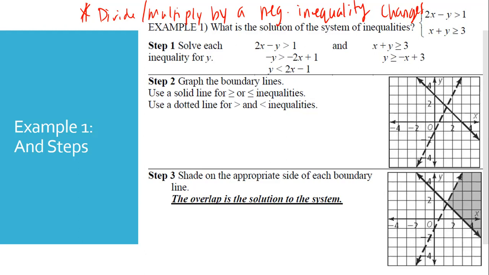So step one says to solve for y. Right here we have 2x minus y is greater than 1. I'm going to solve to get y by itself, so we subtract 2x, correct? After we subtract 2x, we're left with negative y, which means I have to divide by a negative. When I divided by a negative, notice that I went from a greater than to a less than, okay? The signs of everything change when you divide by a negative. So the graph that I'm now graphing is y is less than 2x minus 1.